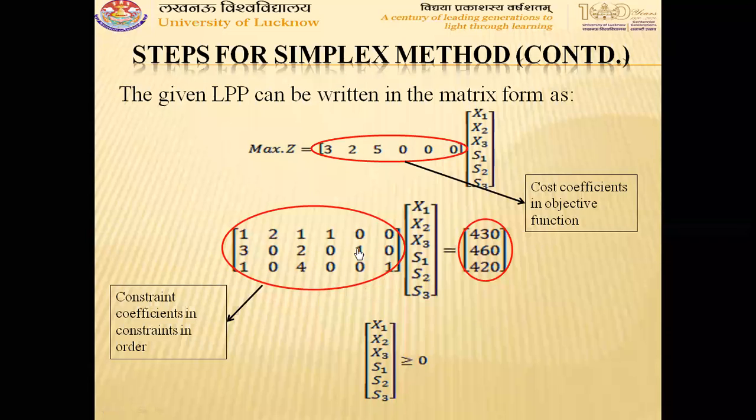In the same manner, the other two rows are formed, and the column vector again has the decision variables and slack variables, and on the right hand side the constants are written. So the constants were, in the first constraint 430, in the second constraint 460, and in the third constraint 420. So it is written in the same order: 430, 460, and 420. And since all the variables were non-negatively restricted, here all the variables are mentioned: x1, x2, x3, s1, s2, s3. That is, the column vector of variables is greater than or equal to 0.